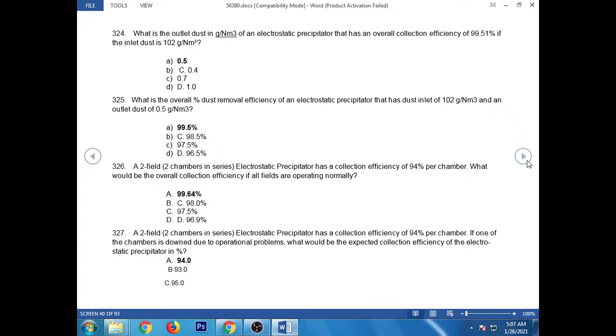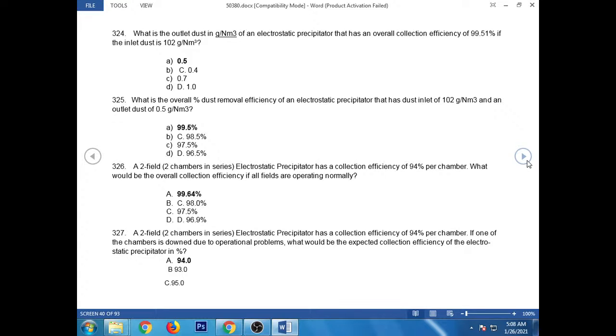Nm3? Answer: 0.5. What is the overall percent dust removal efficiency of an electrostatic precipitator that has a dust inlet of 102 g per Nm3 and an outlet dust of 0.5 g per Nm3? Answer: 99.5. A two-field, two chambers in series electrostatic precipitator has a collection efficiency of 92% per chamber. What would be the overall collection efficiency if all fields are operating normally?